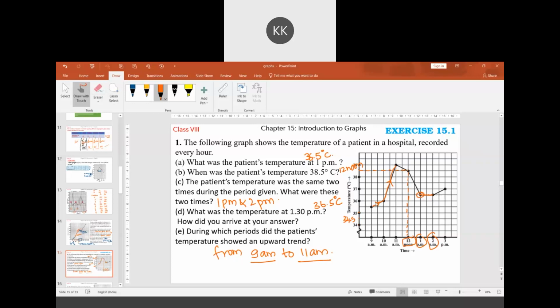Should we split the answer and write 9 a.m. to 10 a.m., 10 a.m. to 11 a.m.? No need of splitting, sir, because both sides are upward. They've just asked for the upward trend, isn't it? So this is enough. 9 a.m. to 11 a.m.